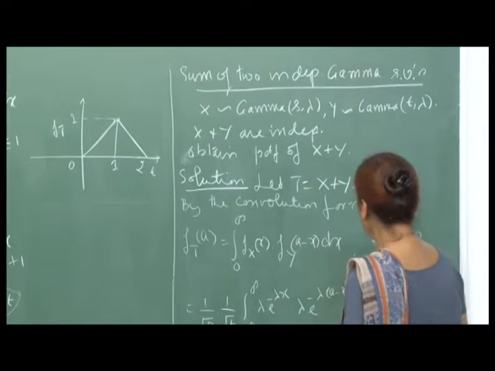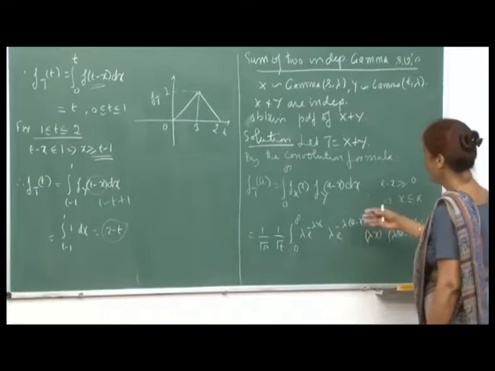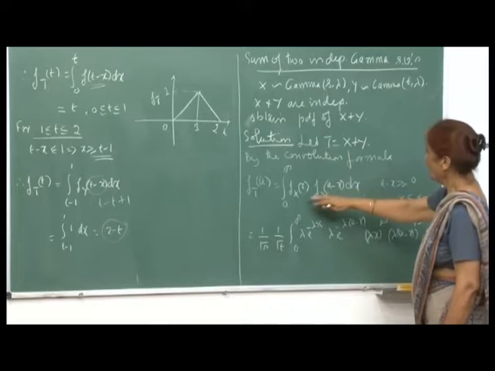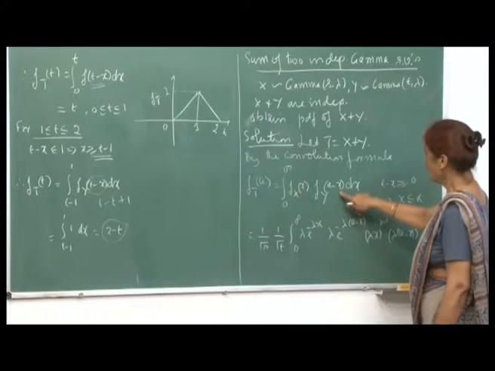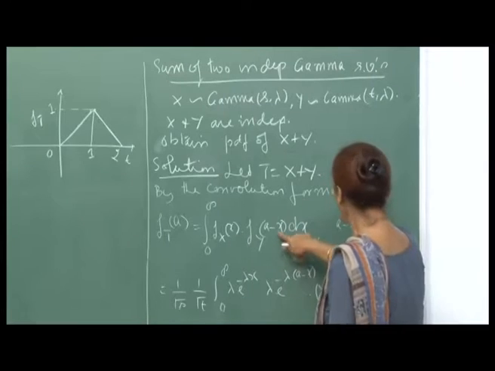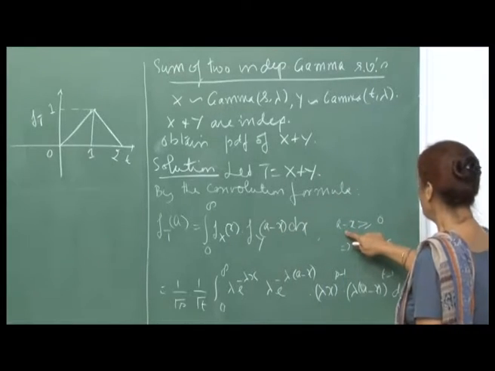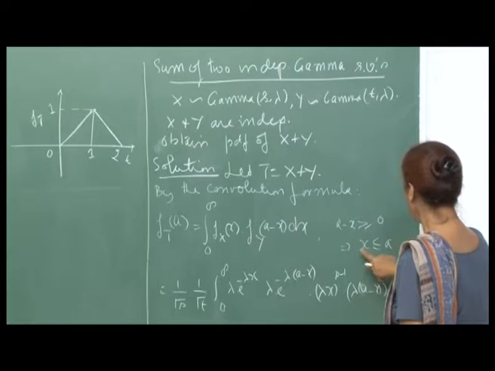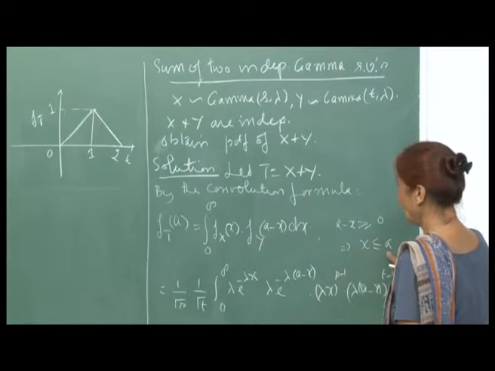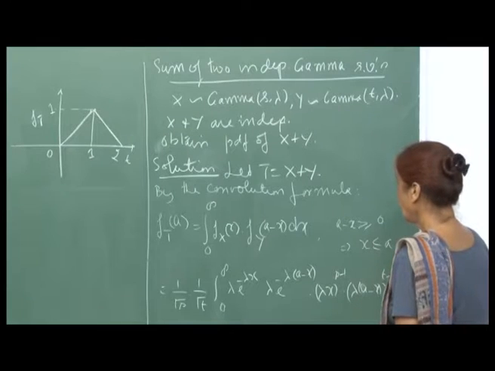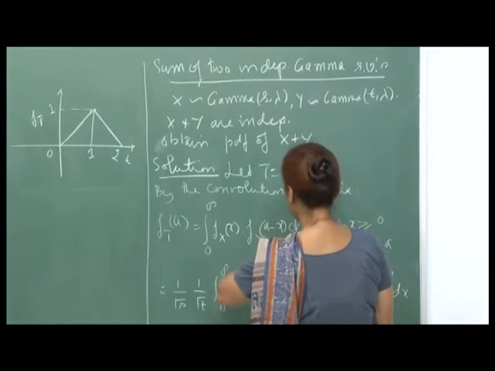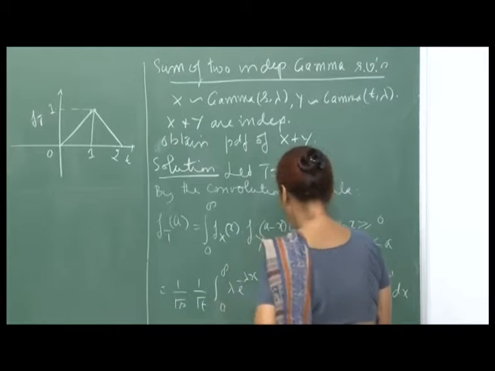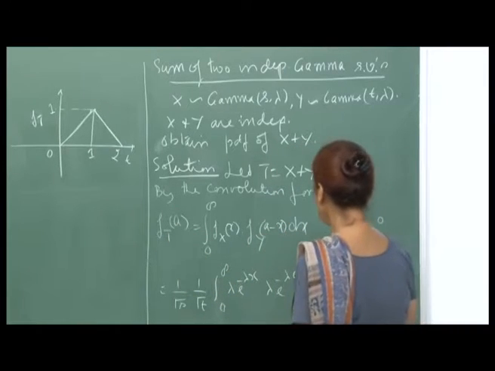Now here again we have to apply the same thing, because a gamma PDF is defined only for non-negative variables. So a minus x has to be non-negative, which implies x less than or equal to a. That means here my integration has to be from 0 to a.